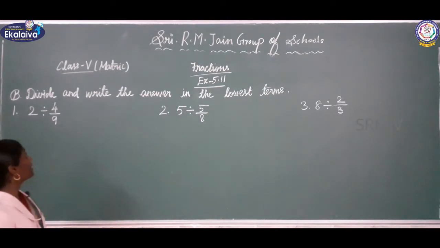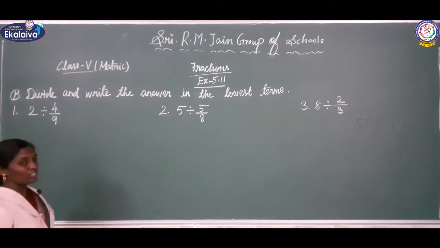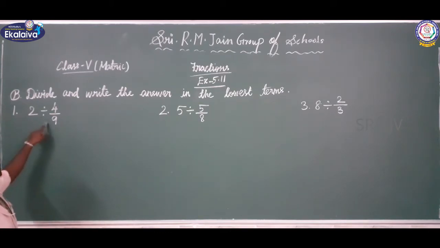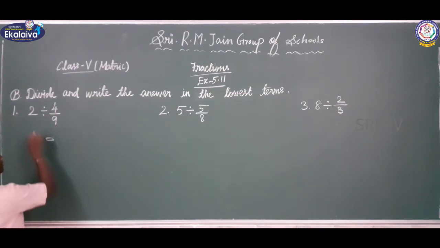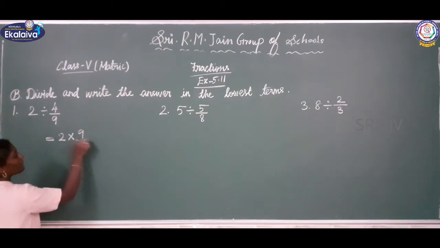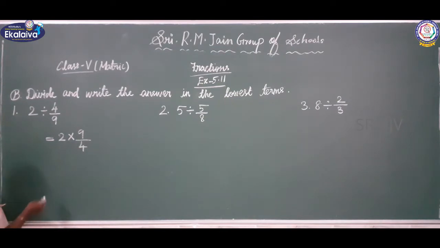The next question. Divide and write the answer in the lowest term. We are going to divide a number by a fraction. Okay, to divide the number 2 by 4 by 9, we have to multiply the number by the reciprocal of the second fraction, that is the reciprocal of 4 by 9. What is the reciprocal of 4 by 9? 9 by 4. Now we have to reduce the numbers. We have to check whether there is any possibility to reduce.